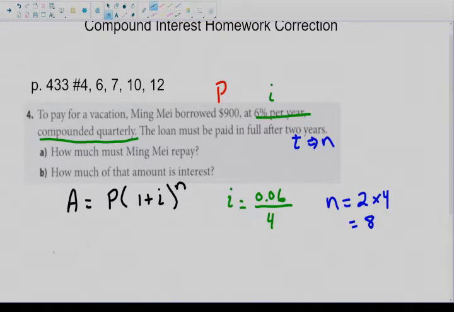So we're calculating how much must Ming Mei repay, so that's our final amount. So A is equal to P, which is 900, times (1 plus I). Now we're going to need to calculate I on a calculator. I'm just going to do that off screen. So it's 0.06 divided by 4, which gives 0.015, to the power of 8.